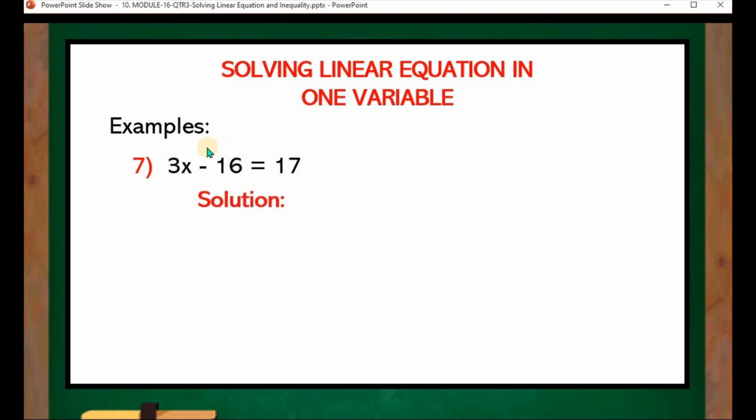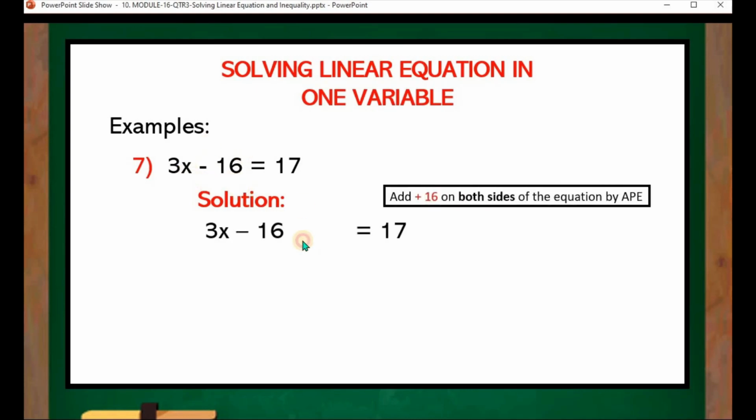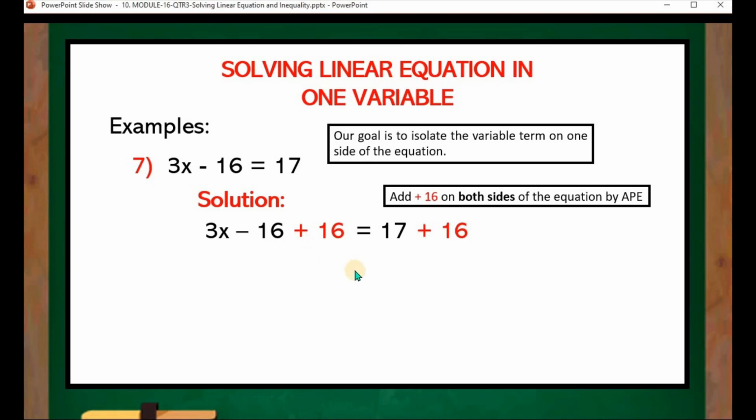So, ang unang-una nyo titignan, sino ba yung kasama ni variable? Merong 3, merong negative 16. So, eto muna tanggalin natin. Negative 16, kailangan natin siyang matanggal. So, mag-add tayo both side ng plus 16. That is APE. Okay. So, isolve natin to. Tanggal na to. So, 3x na lang natira. Then, dito naman, pag sinolve natin to, we have 33.